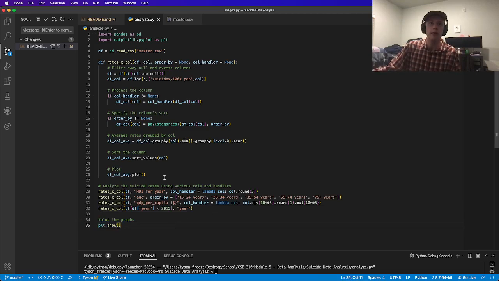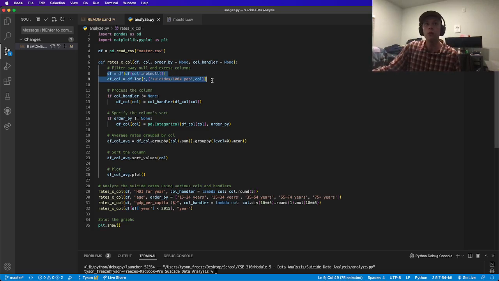So what happens is we have a data frame, which is Pandas' version of an SQL table, and we begin to manipulate it. We pass in a column that we want to analyze and potentially a column handler here or an order by column or an order by function. And we'll go over how each of those work.